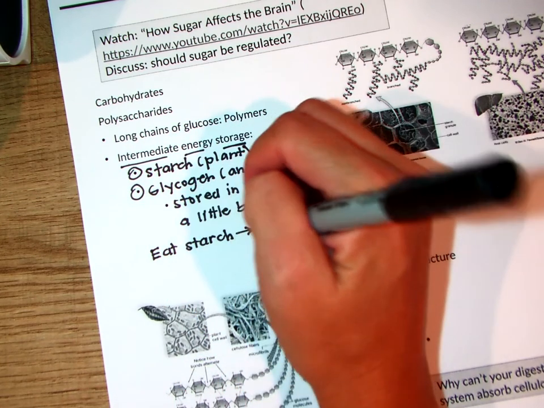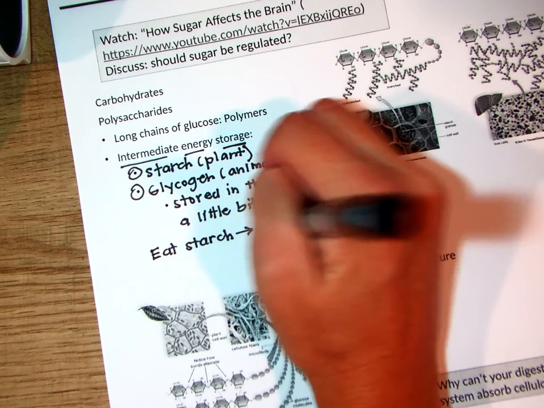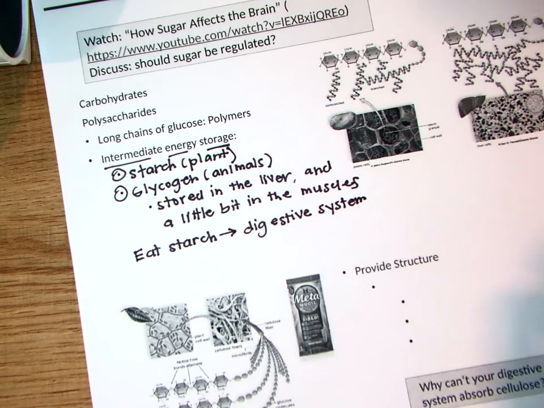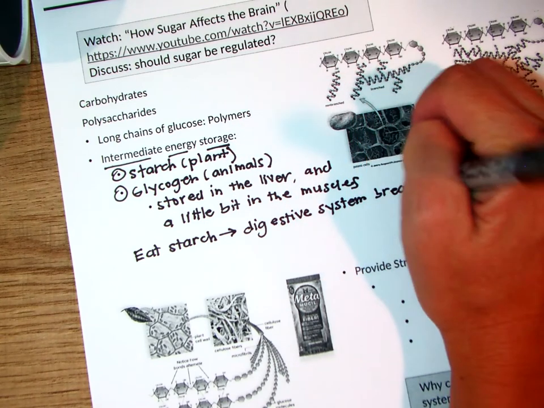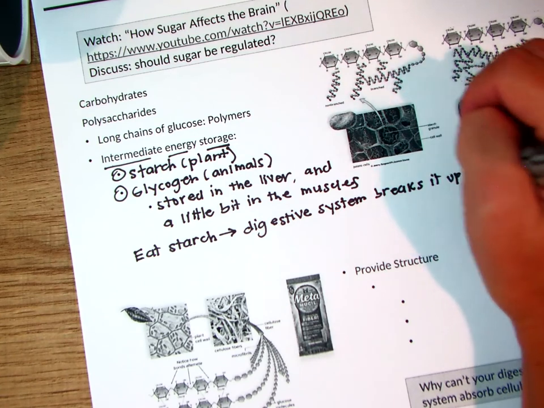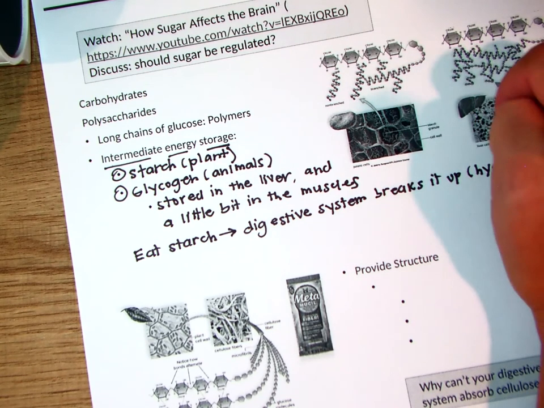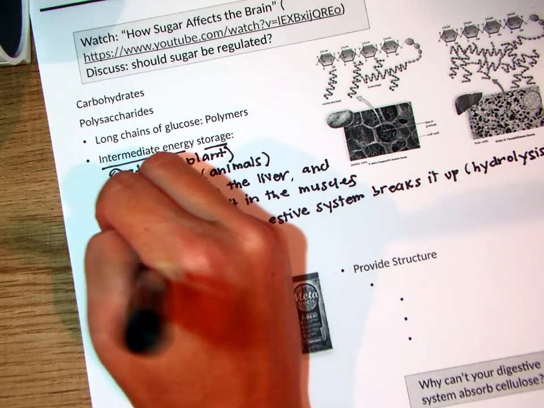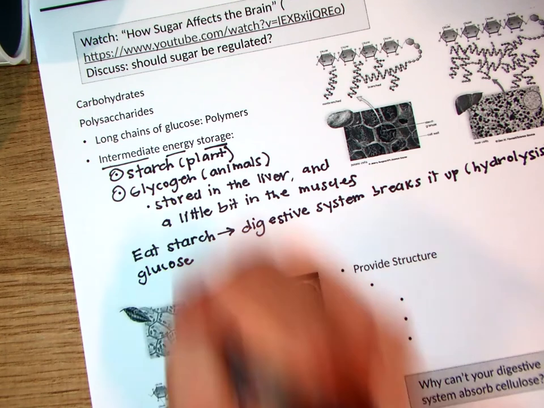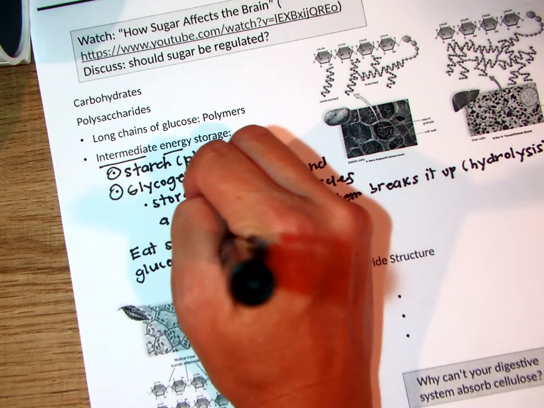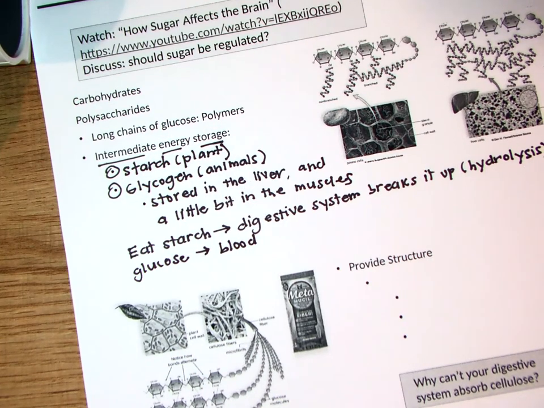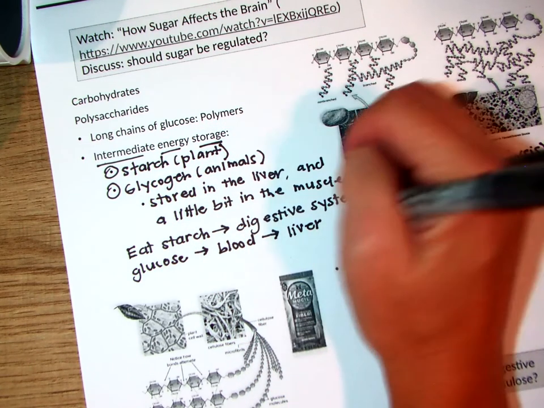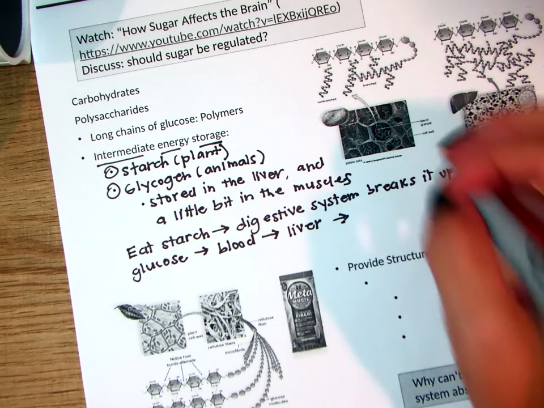and what's going to happen is the digestive system breaks it up, and remember the process that does this is called hydrolysis, to break apart. And it will turn it into glucose, a glucose monomer, which goes into the blood. Which then gets sent to the liver. And the liver builds it into glycogen.